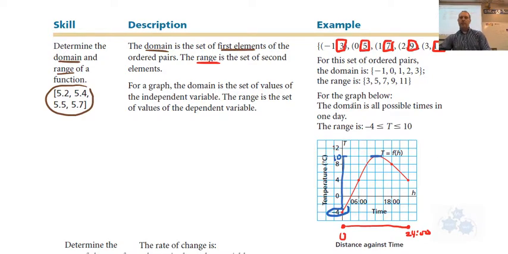Now, the domain is all possible times in 1 day, or you would say between 0 and 24 hours, and the range between -4 and 10. This is called set notation, and this is how we write between this value and this value. Remembering that these signs right here, less than or equal to, mean that the first point is a solid dot and includes that value, and the last point is also a solid dot because it's or equal to. Any questions about that?